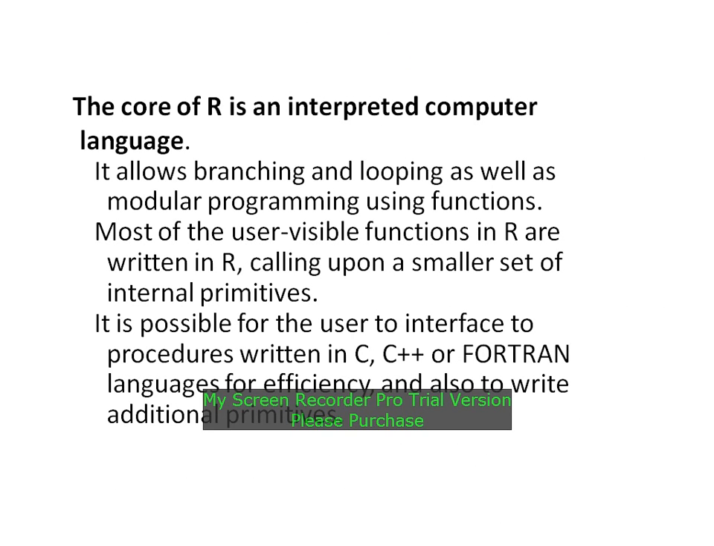Next, the core of R is an interpreted computer language. The core of R means the main or basic representation of R is an interpreted computer language. It allows branching and looping as well as modular programming using user functions. Branching and looping means control structures. Modular programming means dividing the program into partitions or modules using functions. So, this provides both features, control structure features and also modular programming.